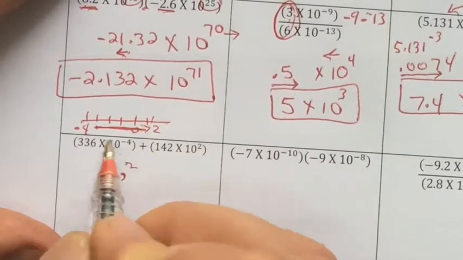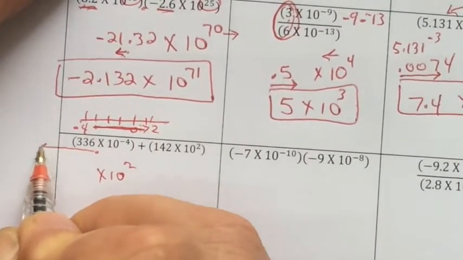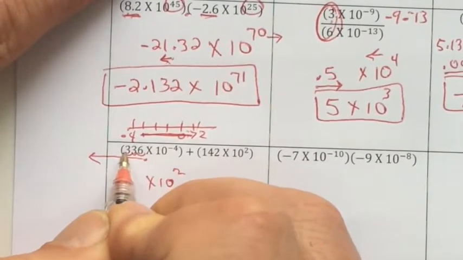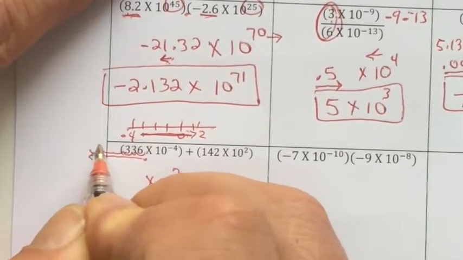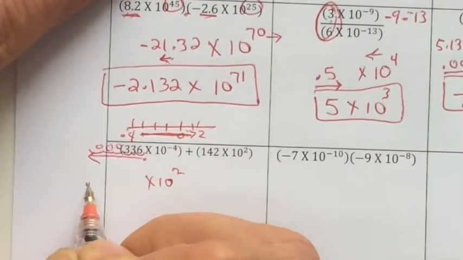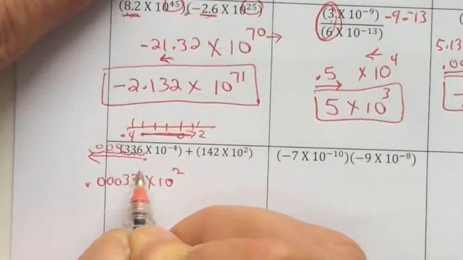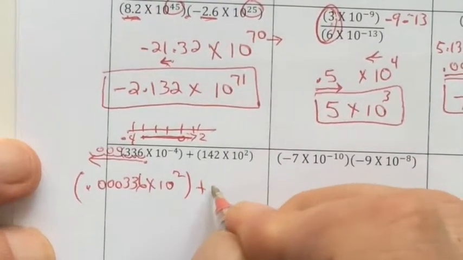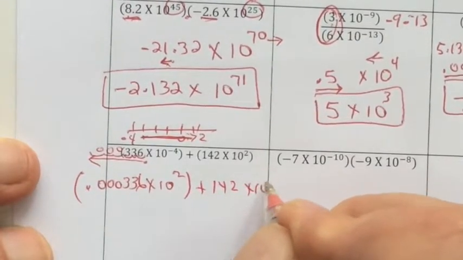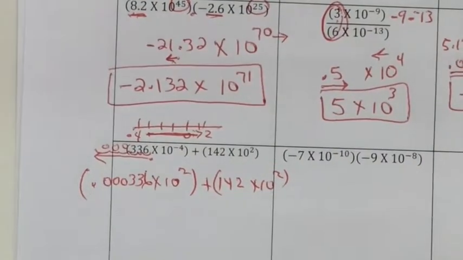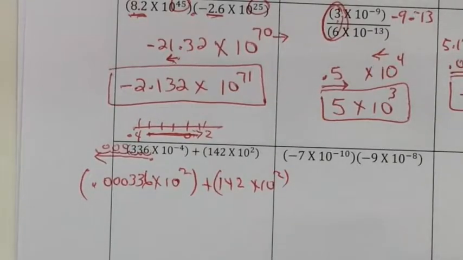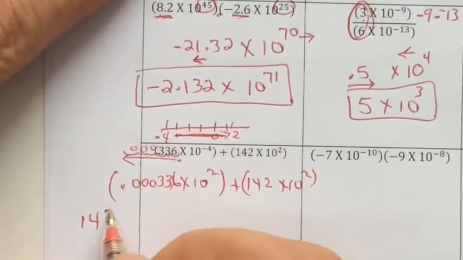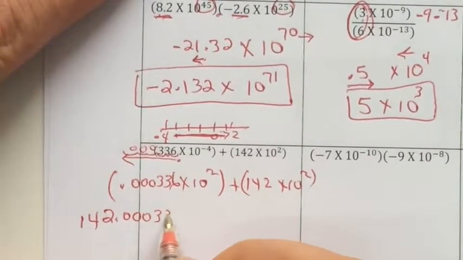Well, if I go 6 to the right, that means this decimal's going 6 to the left. Okay, 1, 2, 3. That puts it in front. 4, 5, 6. That leaves spaces for 3 zeros in front of that. So it's 0.000336. And then this one is 142 times 10 to the 2. So now they're both 2's. So now I can go ahead and add them up. So it's 142 plus this. Well, that's just going to be 142.000336.